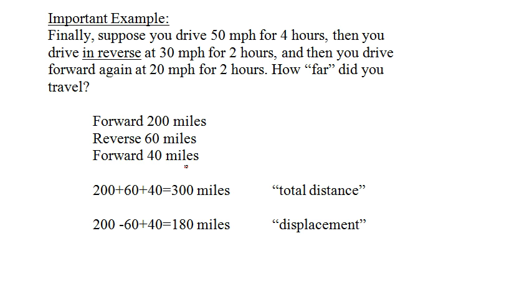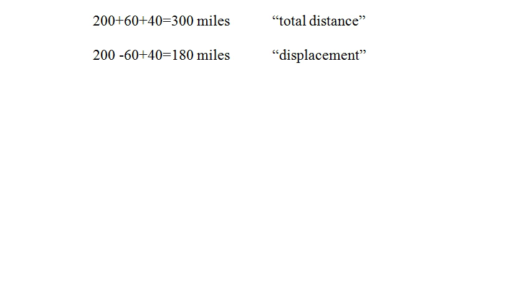Well, the question is a little bit ambiguous. One way of saying how far you traveled is, what's the total distance that you traveled? Well, you traveled 200 miles plus 60 miles plus 40 miles. You went 300 miles. That's the total distance you traveled. But another question that you could ask, and this sounds real reasonable, is what's the distance from where you started to where you finished? If you went forward 200 miles, then backwards 60 miles, and then forward 40 miles again, then you're really 180 miles away from where you started. That's what's called the displacement. And if you calculate a definite integral, you're really finding the displacement.